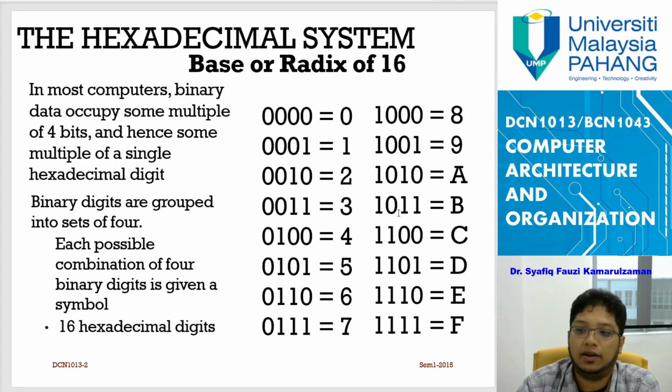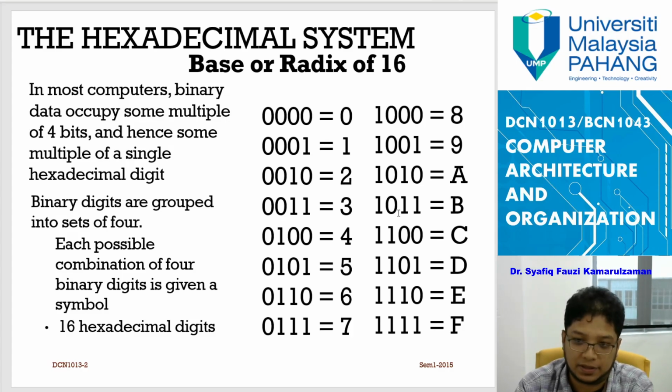Then we have hexadecimal. Hexadecimal is basically for us to simplify the binary representation.